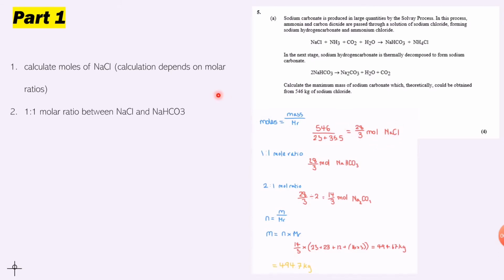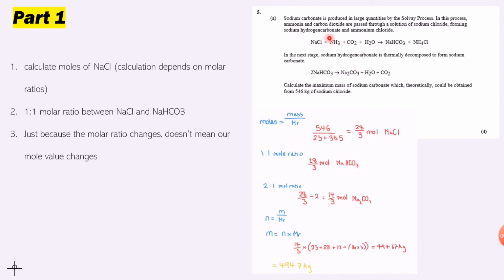And if we look at our equation that we're given at the top, we have a 1-to-1 molar ratio between our sodium chloride and our sodium hydrogencarbonate. And this is because they have the same coefficient out the front of the molecule. They both have a 1. So we know that we have a 1-to-1 molar ratio, so that means that we also have 28/3 moles of sodium hydrogencarbonate.